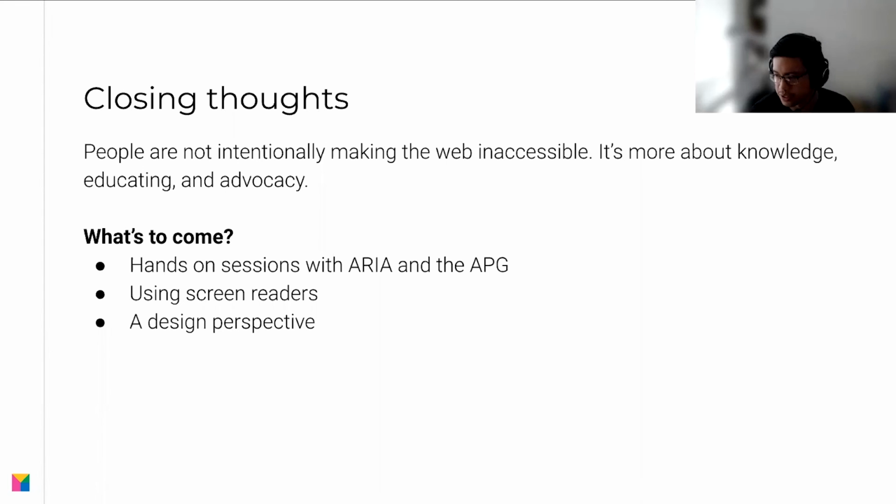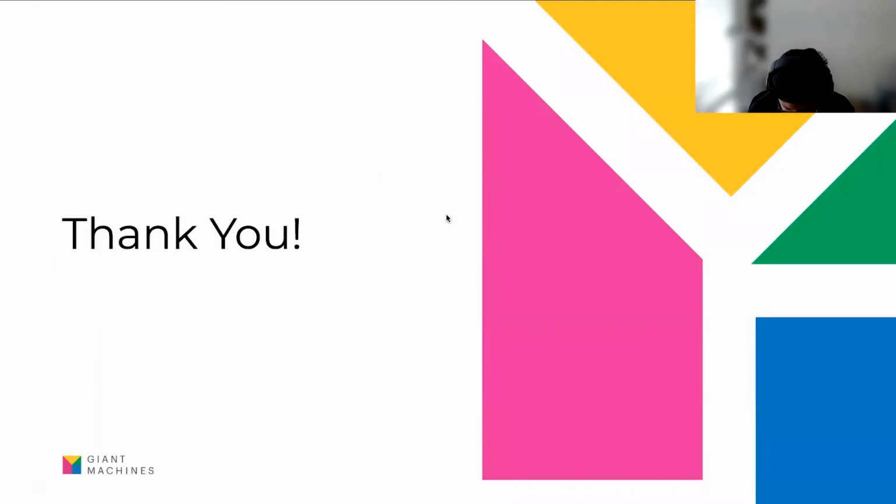I'll admit, when I first used one, it's very jarring. It's almost like a person always interrupting you, but it's a useful tool. And once you get the hang of the navigation, it's actually really cool. And then lastly, a design perspective. How do designers think about accessibility? What are they accounting for, and how do they approach accessibility? So I hope this was useful in terms of information and what to look into and start reading. But yeah, thank you.